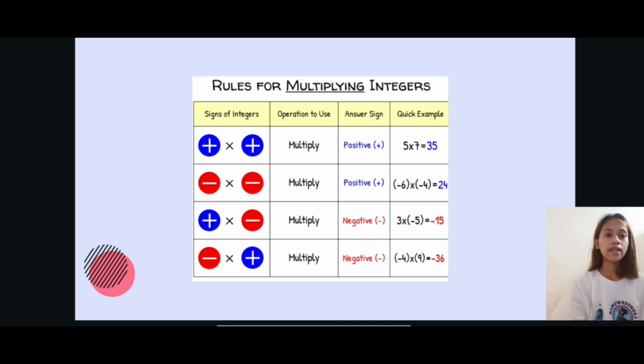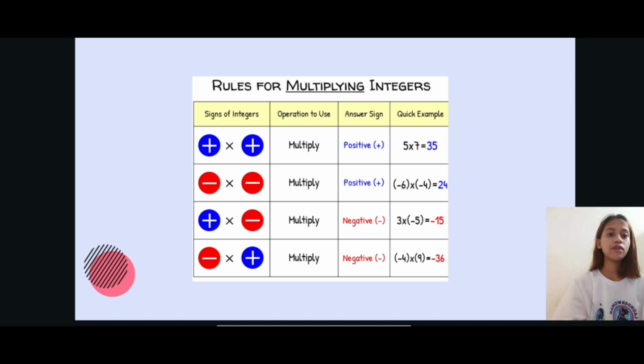And when the sign of integers are both negative, in multiplication, the answer would be positive. So negative 6 times negative 4 equals positive 24.